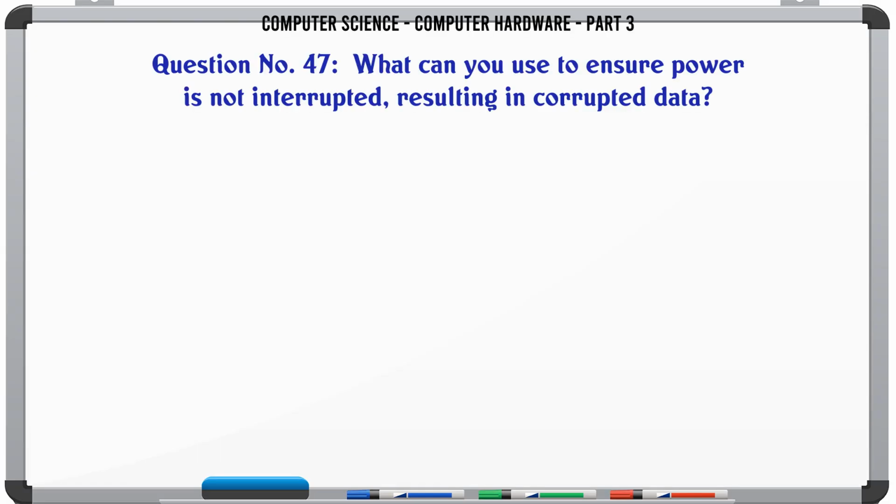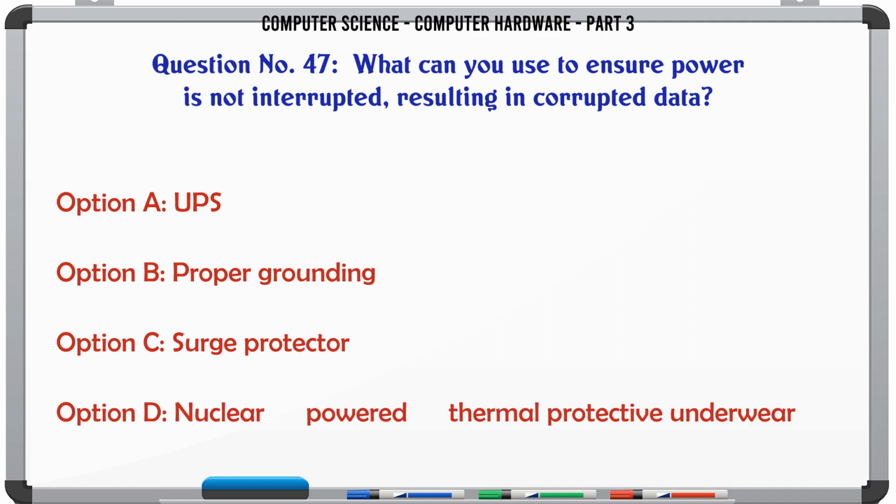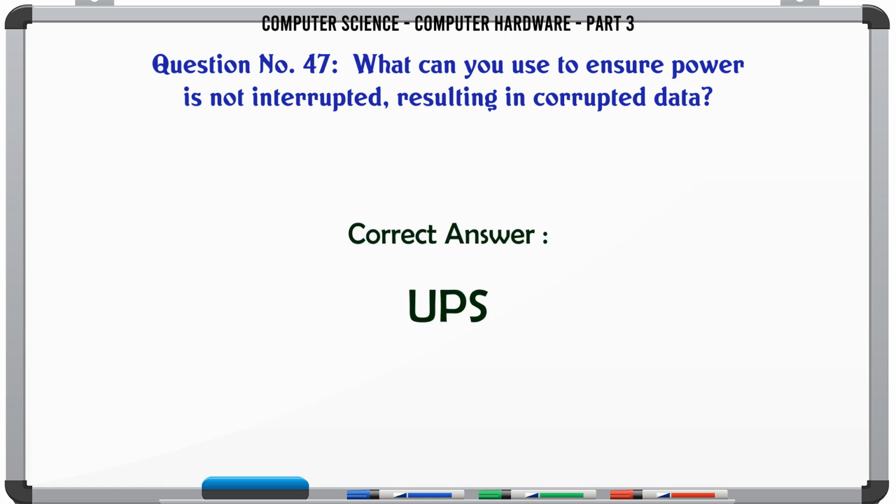What can you use to ensure power is not interrupted resulting in corrupted data? A. UPS. B. Proper grounding. C. Surge protector. D. Nuclear-powered thermal protective underwear. The correct answer is UPS.